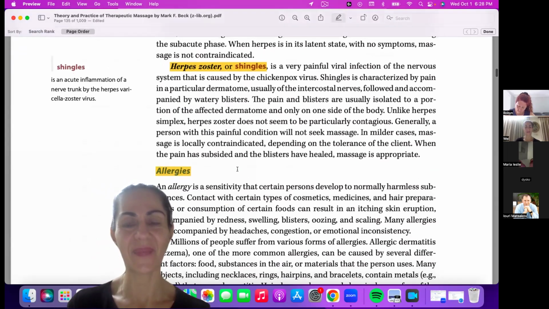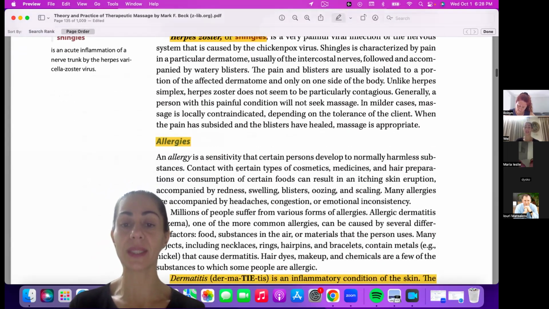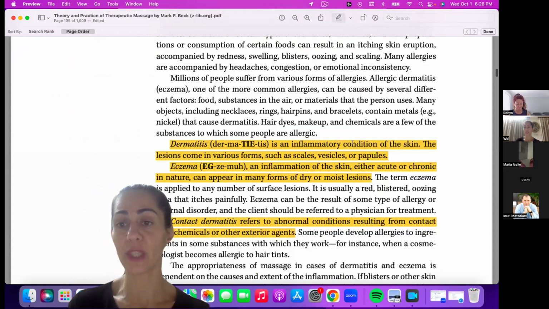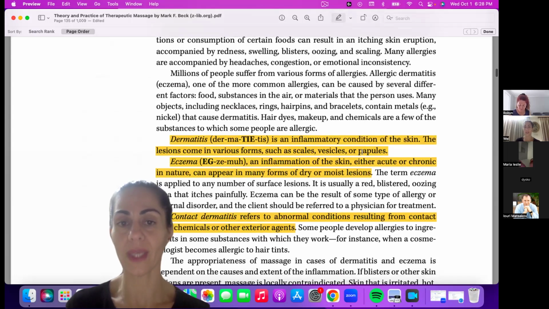Alrighty. And the last thing is allergies. Dermatitis is an inflammatory condition of the skin, from derma, which is skin, and itis, which is inflammation. The lesions come in various forms, such as scales, vesicles, and papules. So they're going to be over the skin, and you're going to feel them.